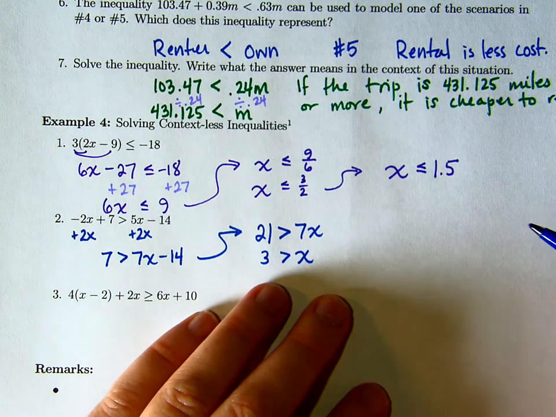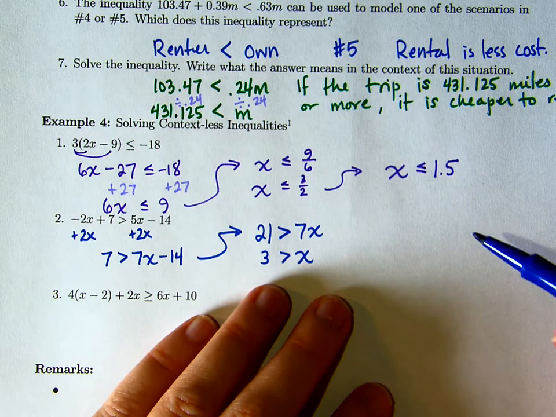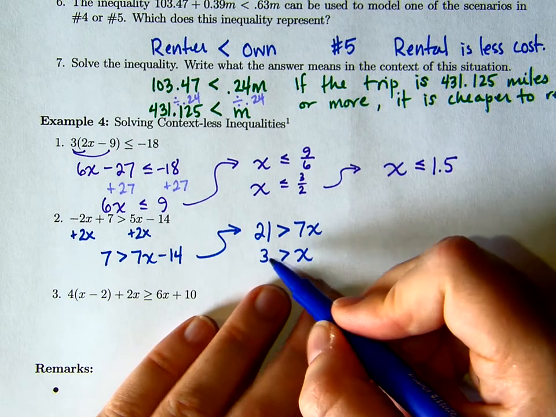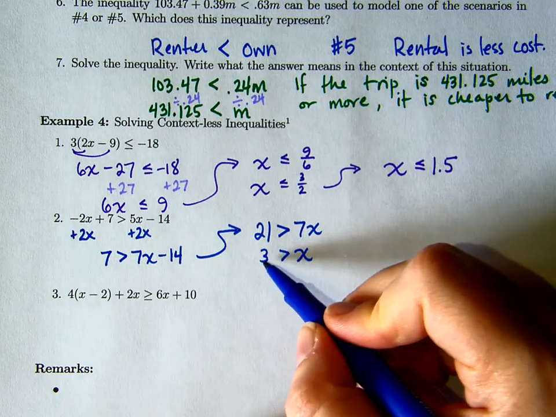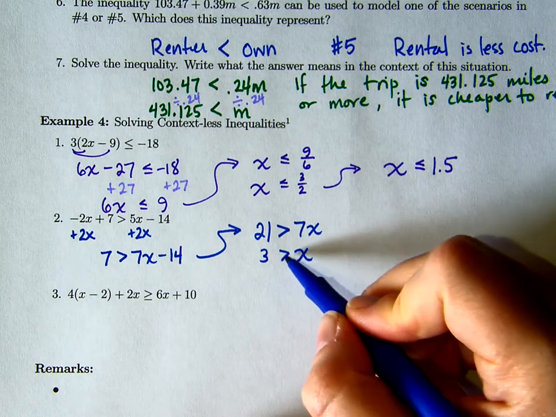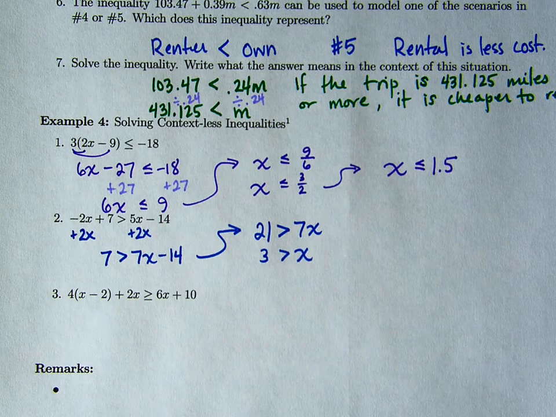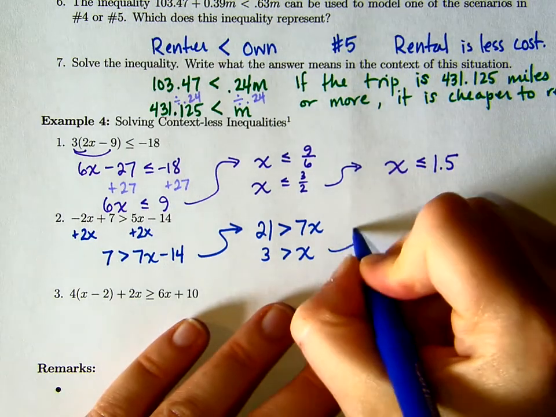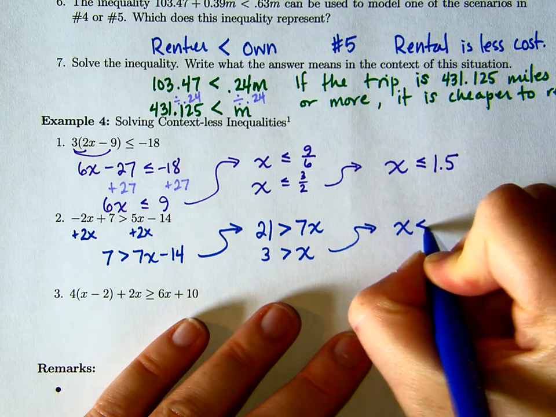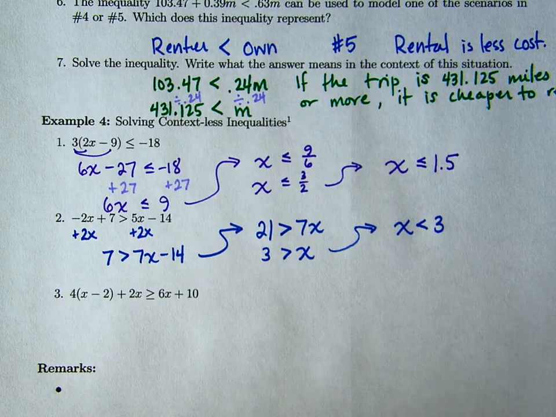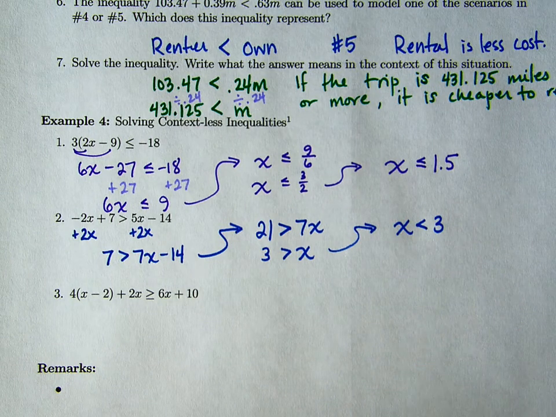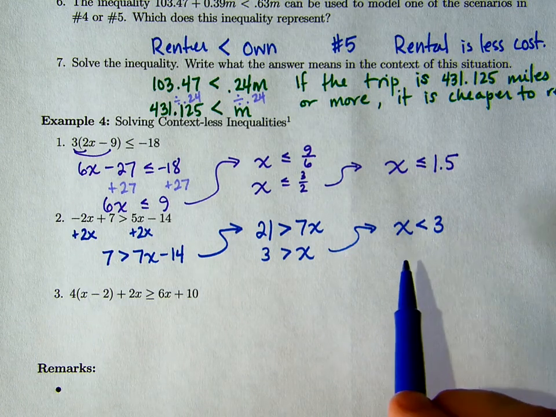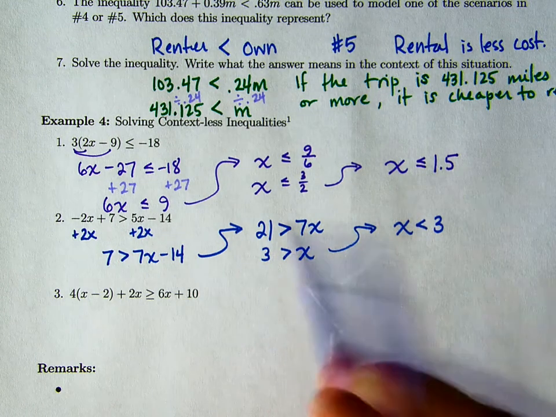Now, I look at this, and it's a little bit tricky for me to read, but this reads that 3 is greater than the x values, or x is less than 3. X values have to be less than 3. So if you want to rewrite this, it's true for x's that are less than 3, or 3 is greater than x values, however you want to write it. I feel like this is easier for me to read, but this is legit and correct.